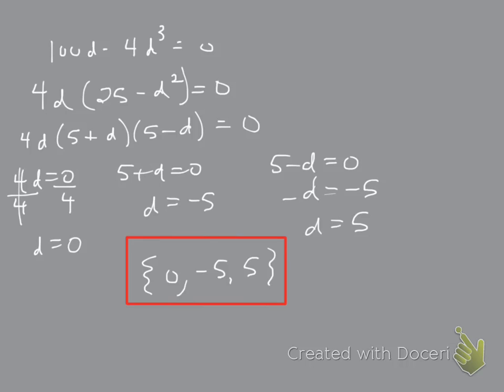I'm confused about this right here. This side? The right side. Yeah, all of that. 5 minus d equals 0. Solve for d. Subtract 5 from both sides. I didn't write it down. So we had 5 plus d equals 0.